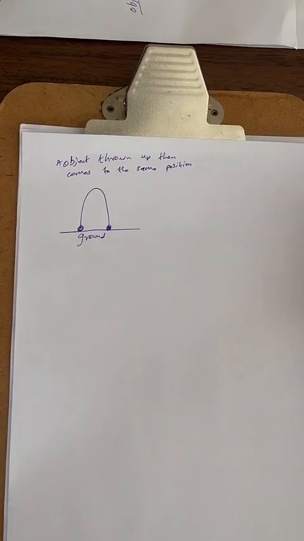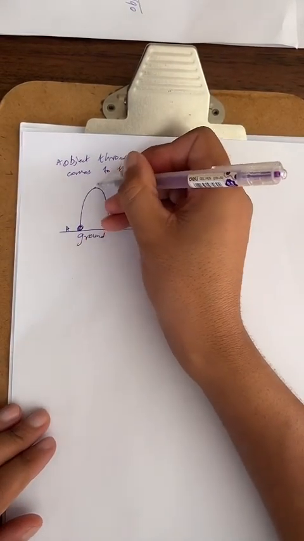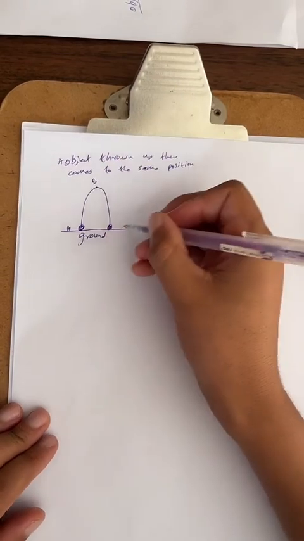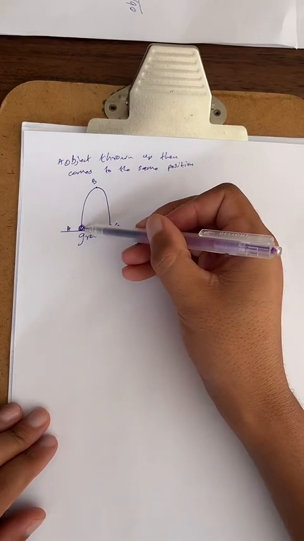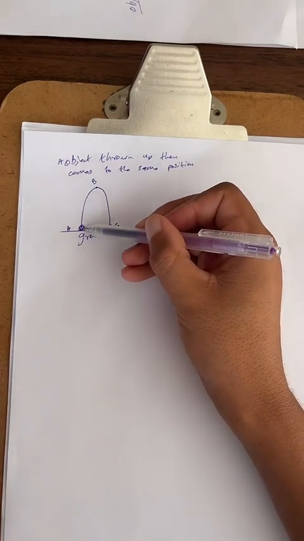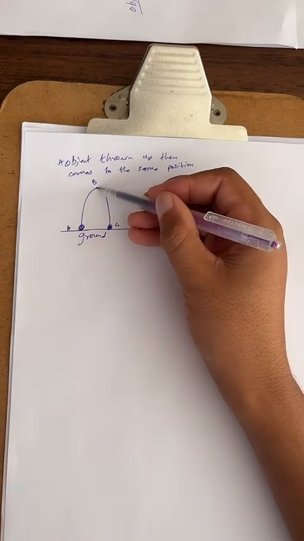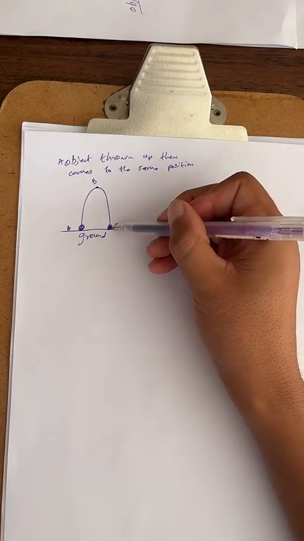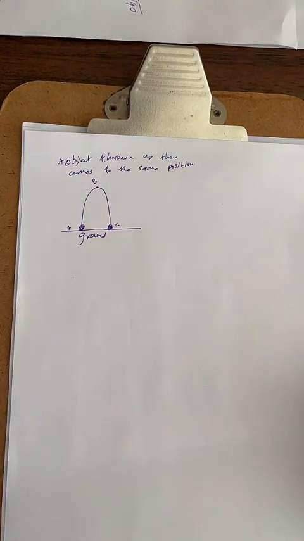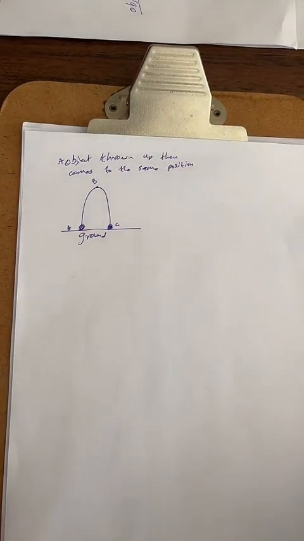Always, it doesn't change. So even at this point, this is the starting point, point A, this is some point B, and this is point C. Anywhere at point A, the acceleration is 9.8 meters per second squared downwards. At point B, the acceleration of the object is 9.8 meters per second squared downwards. And at point C, the acceleration is 9.8 meters per second squared downwards. So anywhere in the trajectory of this object, acceleration does not change, it remains the same.